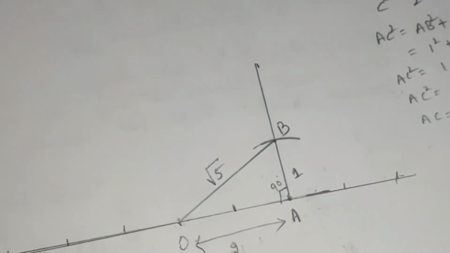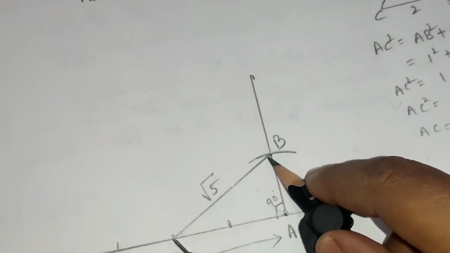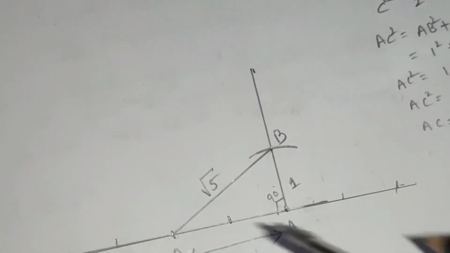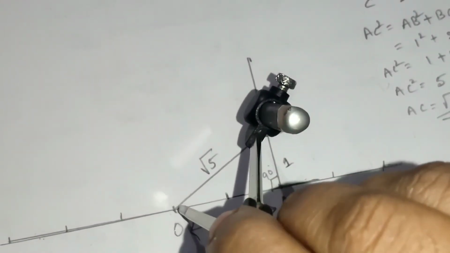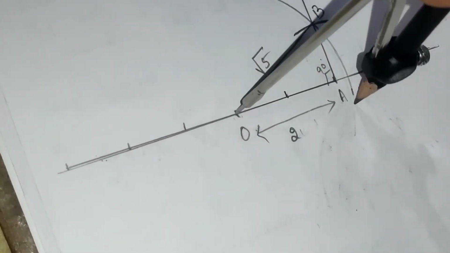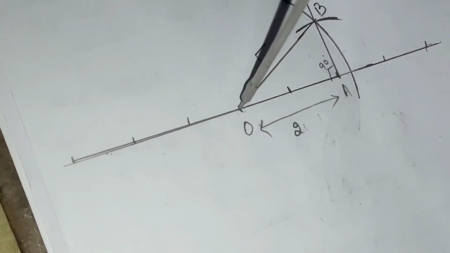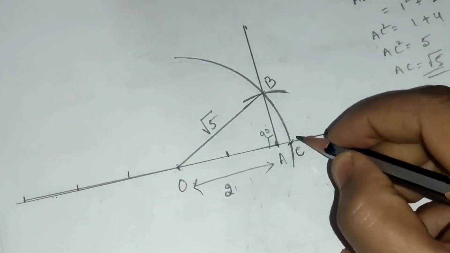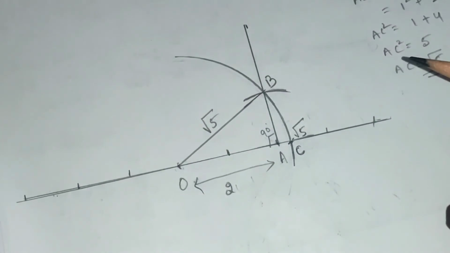How to represent this root 5 on the number line? You have to take OB as a radius and keeping O as a center, you have to cut an arc which touches the line. Let me call it C. This point indicates root 5.